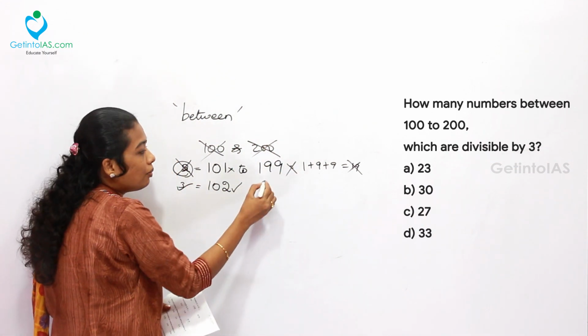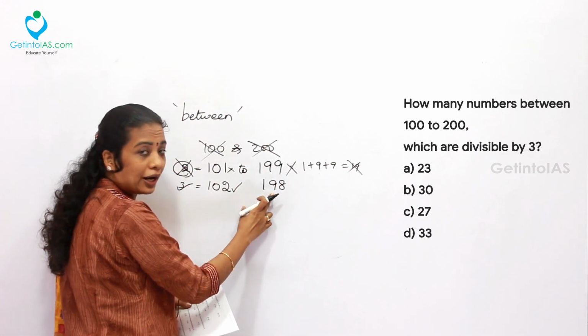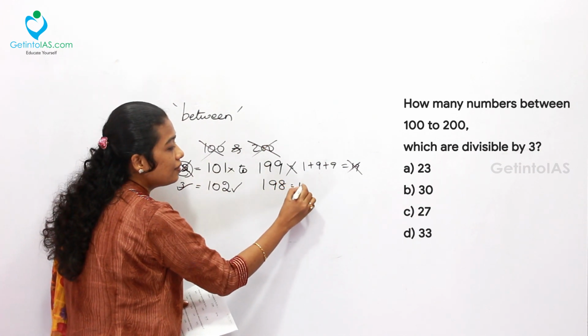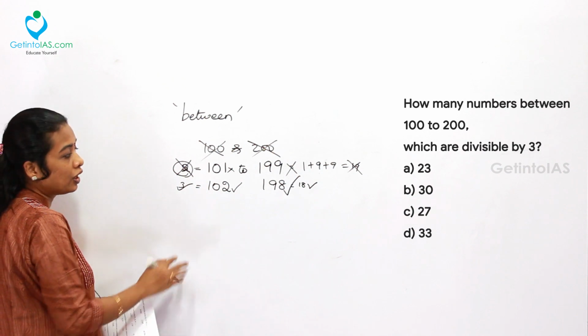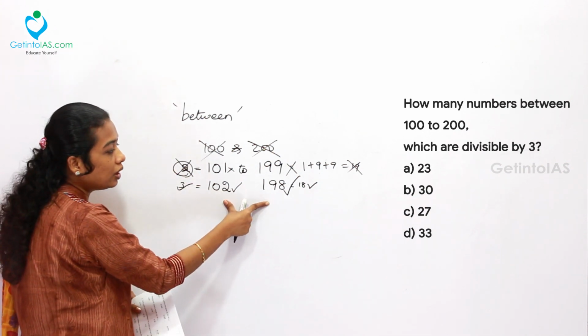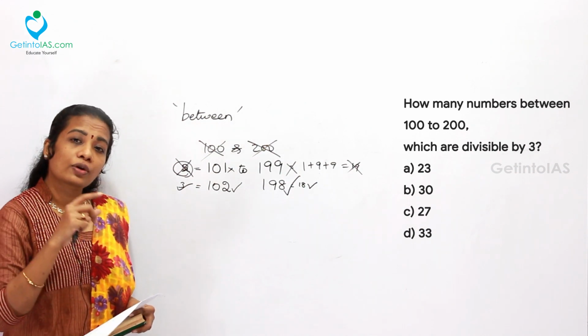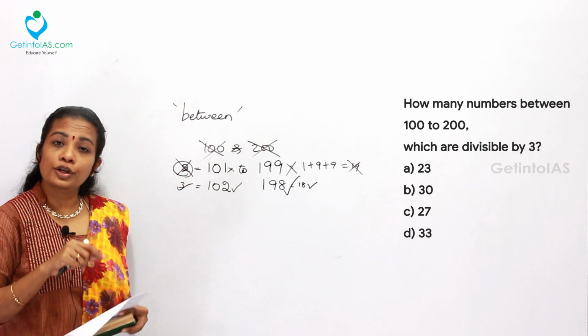What is the previous number? 198. What is the summation of 1 plus 9 plus 8? That is simply 18. 18 is divisible by 3. So we can say 198 is divisible by 3. In this second step itself, we got the answer. So can you say from which number to which number, all are divisible by 3 from 100 to 200?